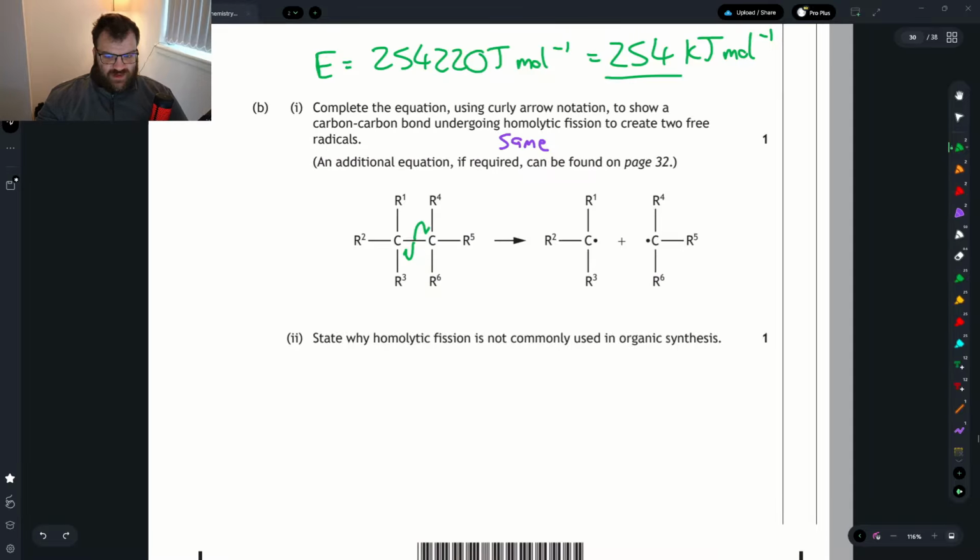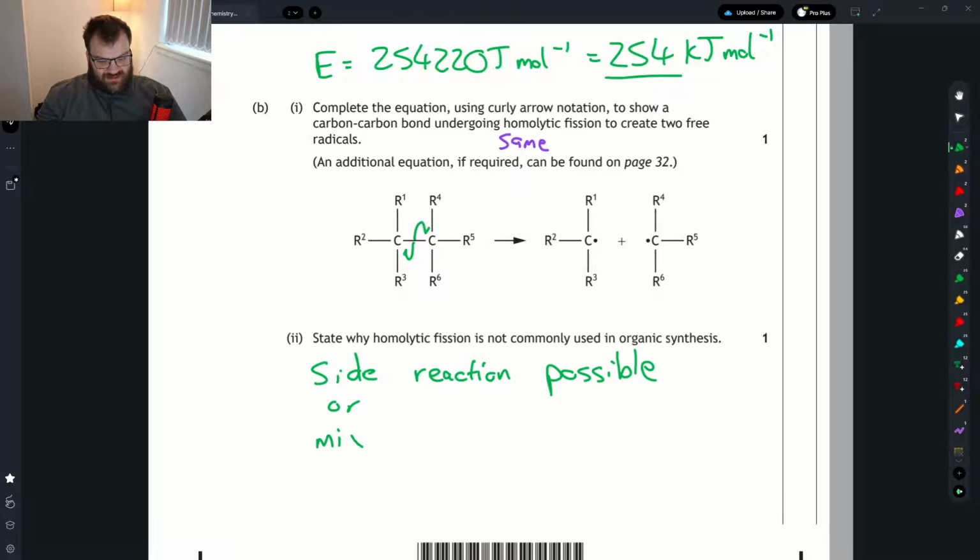Next question is asking us why this is not commonly used. Part of the problem will be that radicals are very reactive, so they will end up reacting with other chemicals. It's harder to control them. There'll be side reactions possible. Tied into that, there'll be a mixture of products.